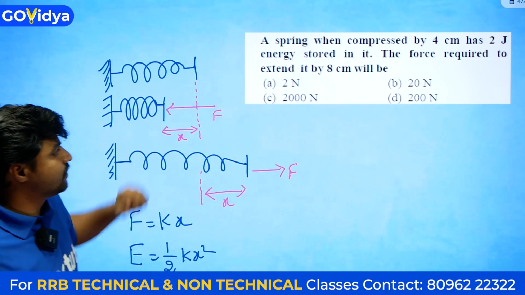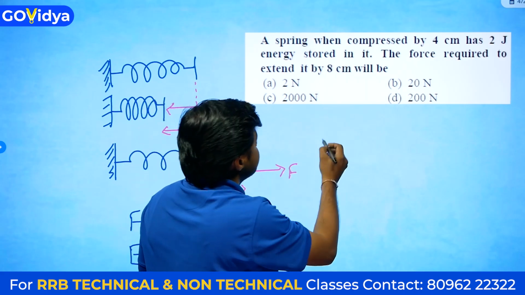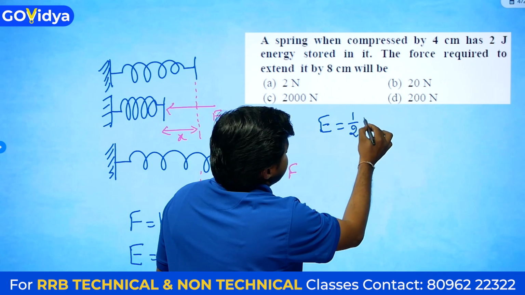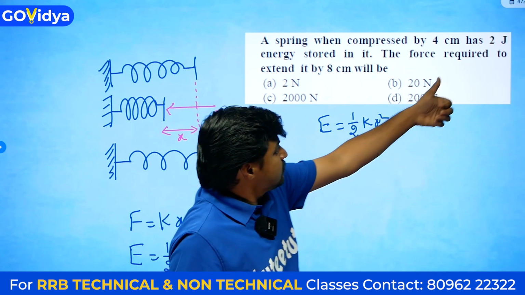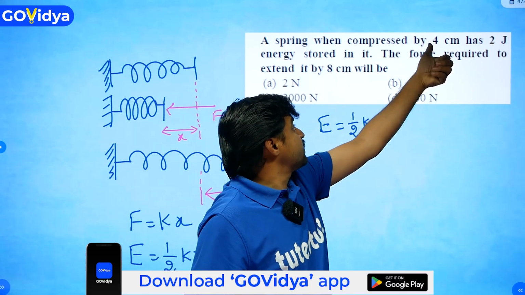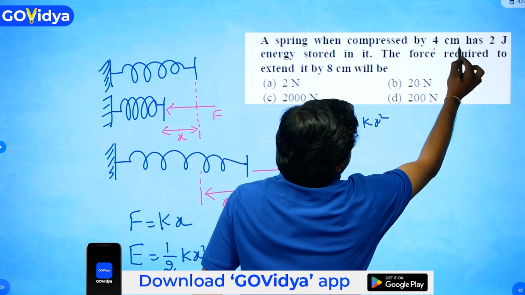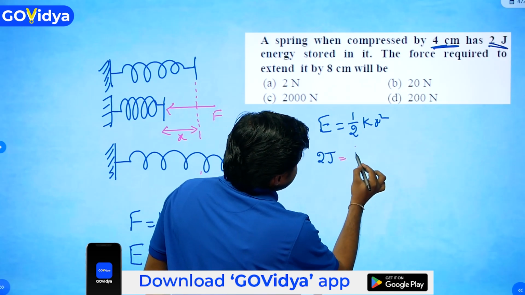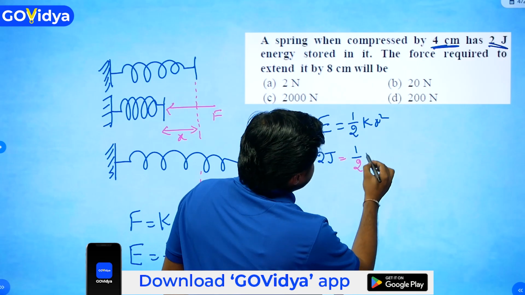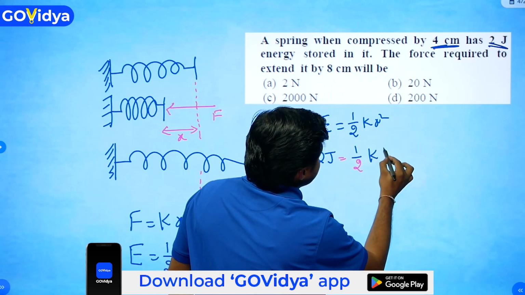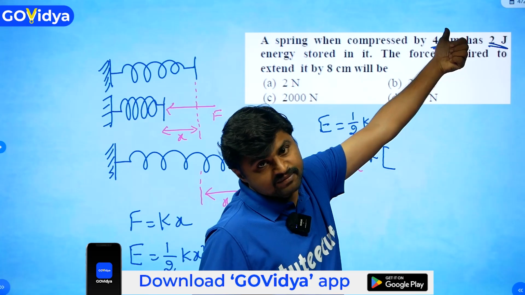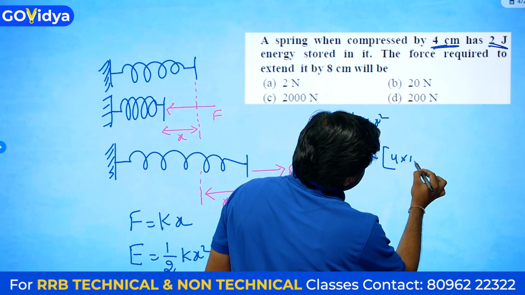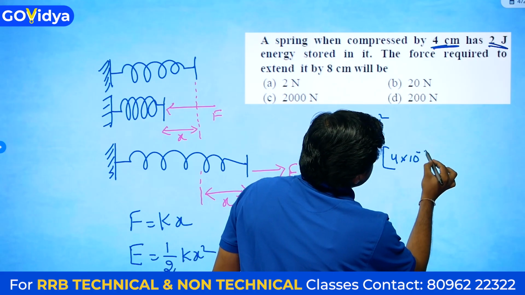నౌ we will go into the question. In the question, energy is given, E is equal to 1/2 K X square. 2 joules of energy stored when we compress 4 centimeters. K is not given in the question. We have to find K. What is the value of X? 4 centimeters. We have to convert it into meters: 4 into 10 power minus 2 meters.